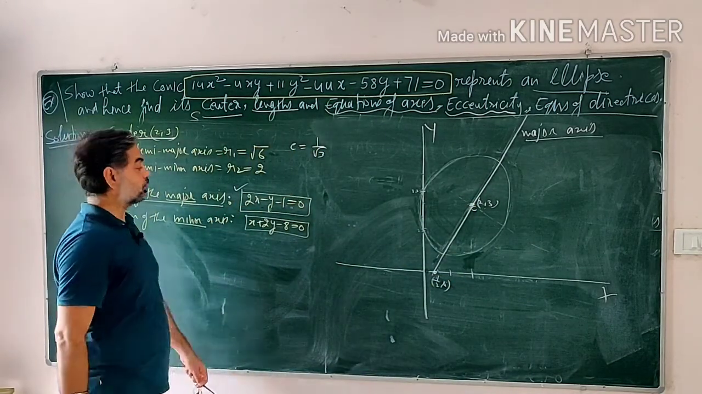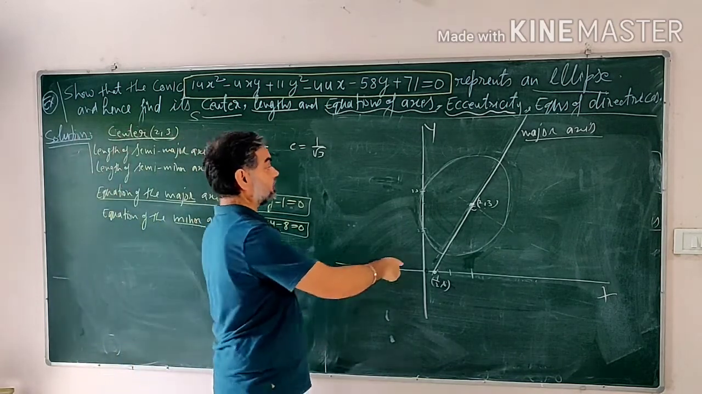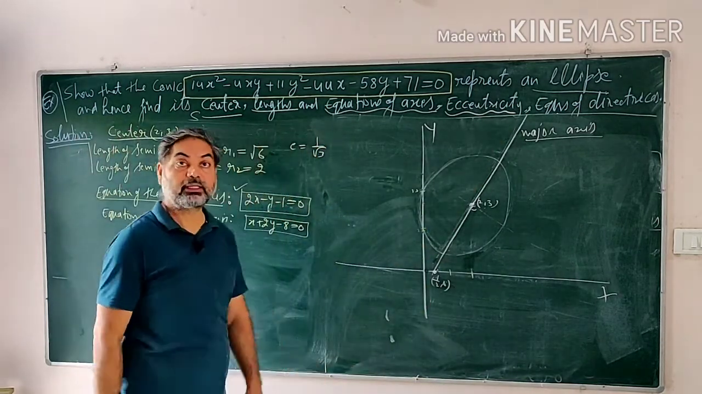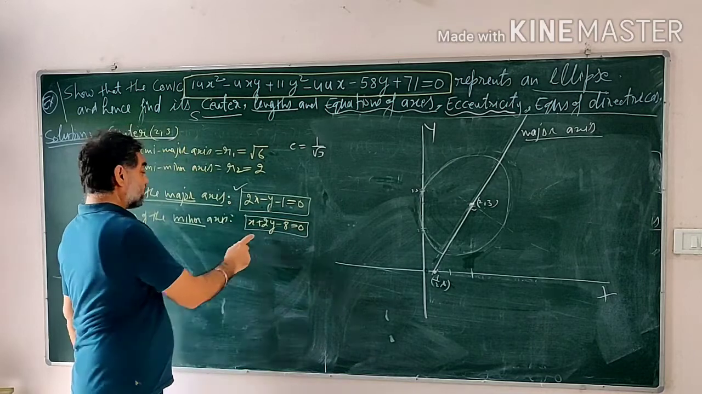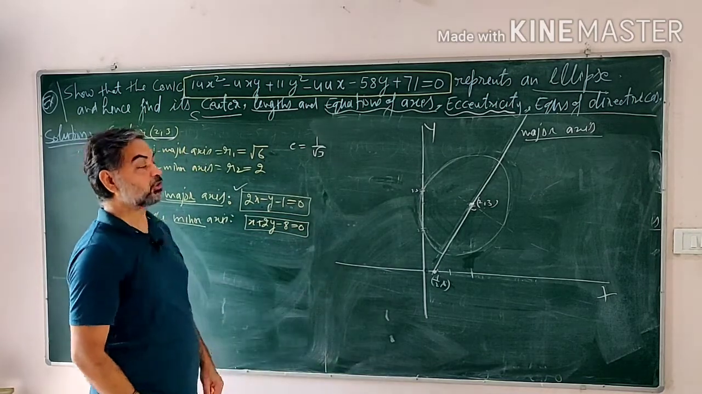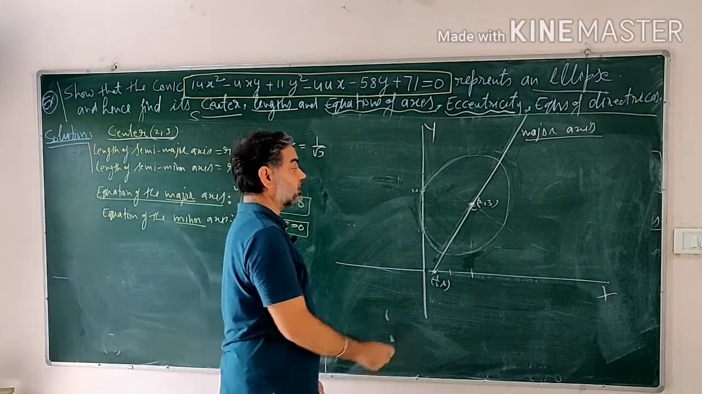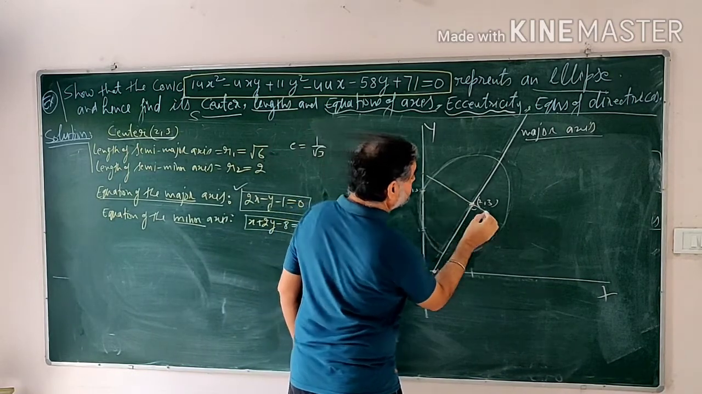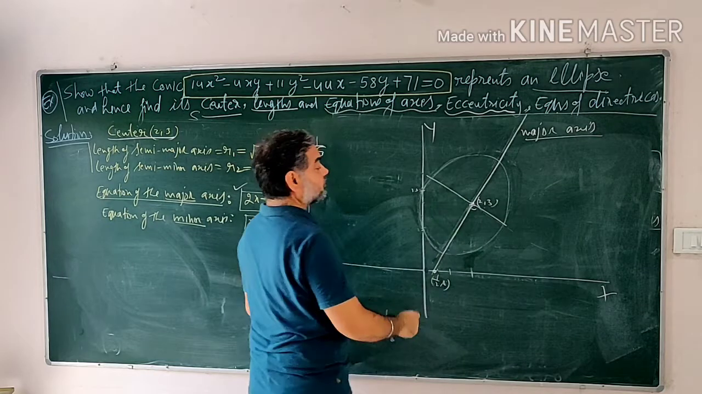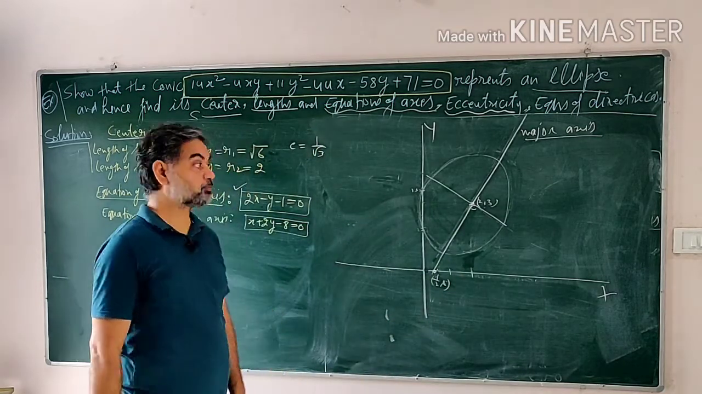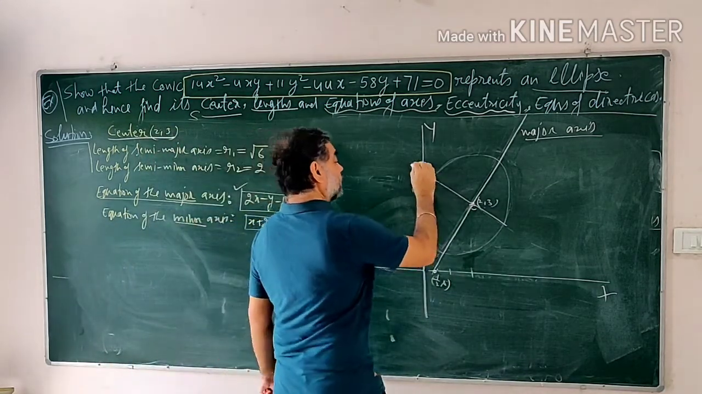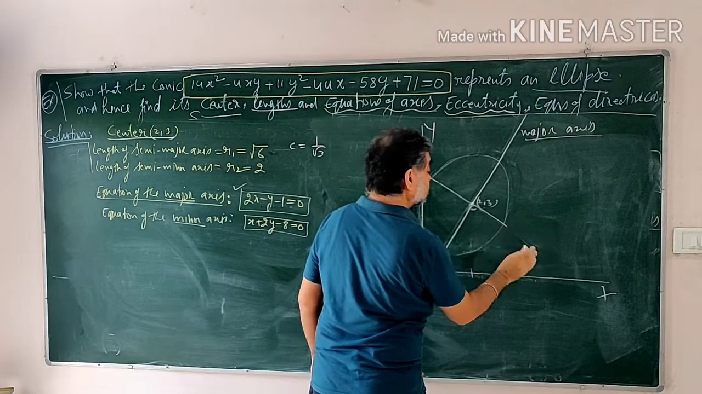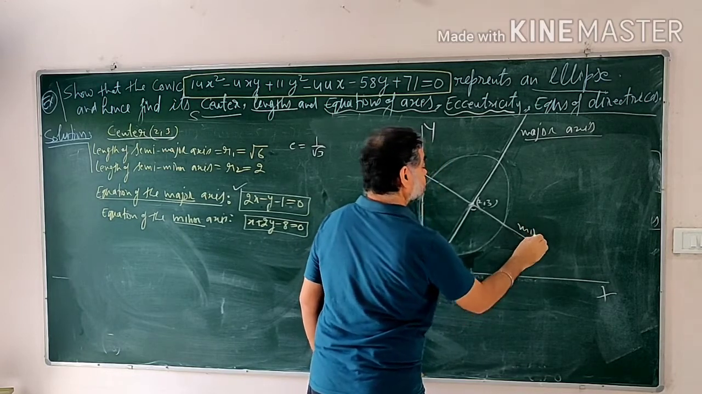Then you draw this line, the major axis 2x minus y minus 1 equal to 0. We have drawn this line. Then you draw the minor axis. The minor axis is always perpendicular to the major axis and passing through the center. So you draw this line passing through the center and perpendicular to the major axis. This is the minor axis.